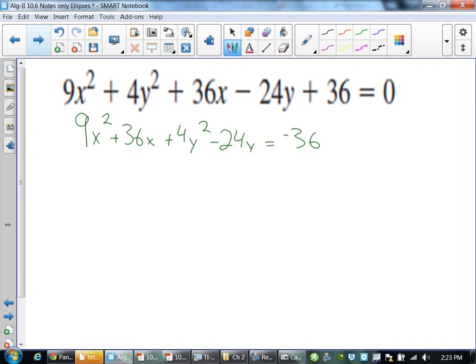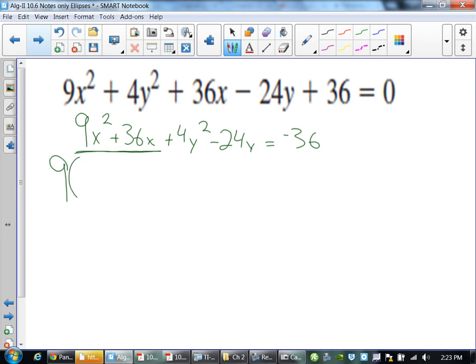All I'm doing there is spending a little bit of extra time to move things around just to prepare it for completing the square. Because when I complete the square, my first term has to be what? 1. Yes, it has to be x squared. So my leading term coefficient has to be 1. So here, I have to take out the 9 right away.